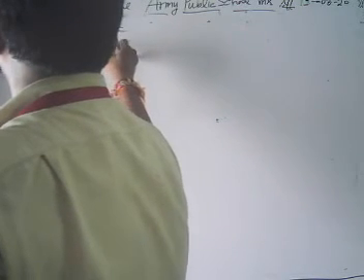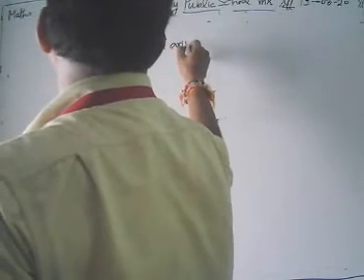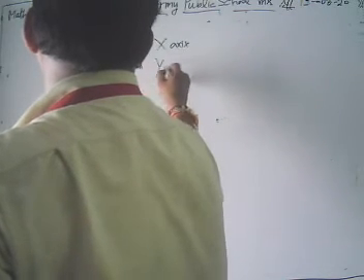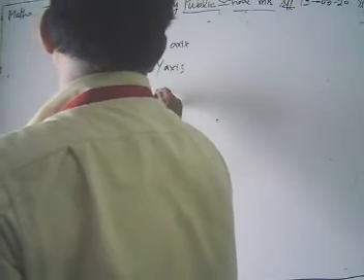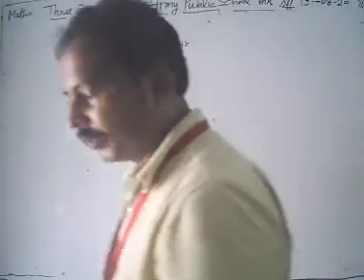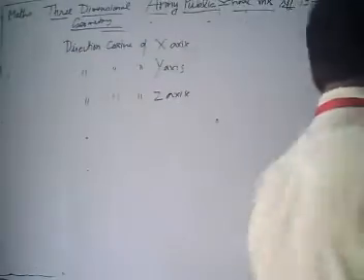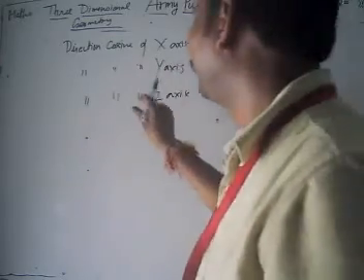Direction cosines of the x-axis, y-axis and direction cosines of our z-axis. We have shown that the direction cosines are L equals cos alpha, M equals cos beta and N equals cos gamma. Now we are going to find out the direction cosines of the x-axis, y-axis and z-axis.